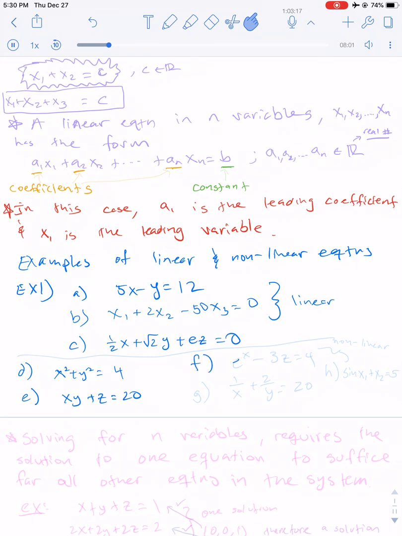F can be e to the x minus 3z equals 4. We're not working with any exponential functions or logarithms or anything like that. G is 1 over x plus 2 over y equals 20. This is not a linear equation. And last example, similarly, we're not working with any trig functions, so sine of x sub 1 plus x sub 2 equals 5. That's not a linear equation. So all of these below are nonlinear.